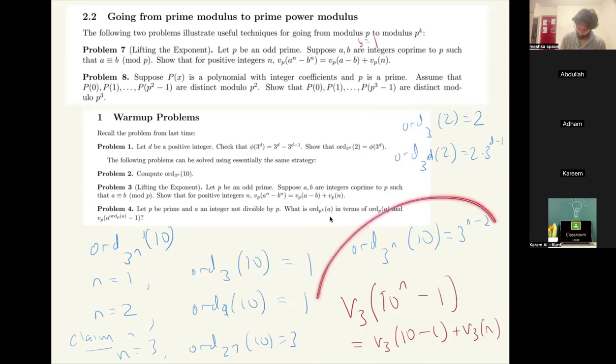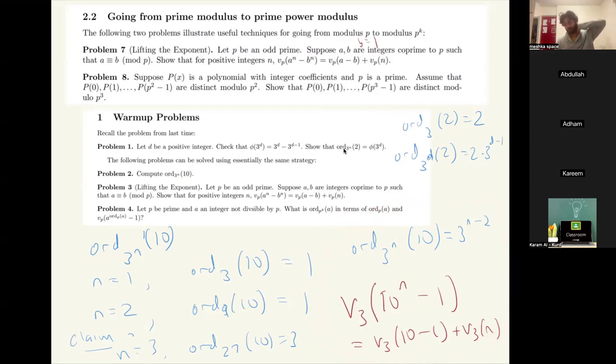So do you guys see how this statement is equivalent to these two? Yes. Okay. So please ask questions. I can explain more, but the whole point is, you can use lifting the exponent to calculate some orders modulo prime powers. But it doesn't work for the 2 case because 2 minus 1 is not divisible by 3. Right, yeah, so it's not going to work for the 2 case.